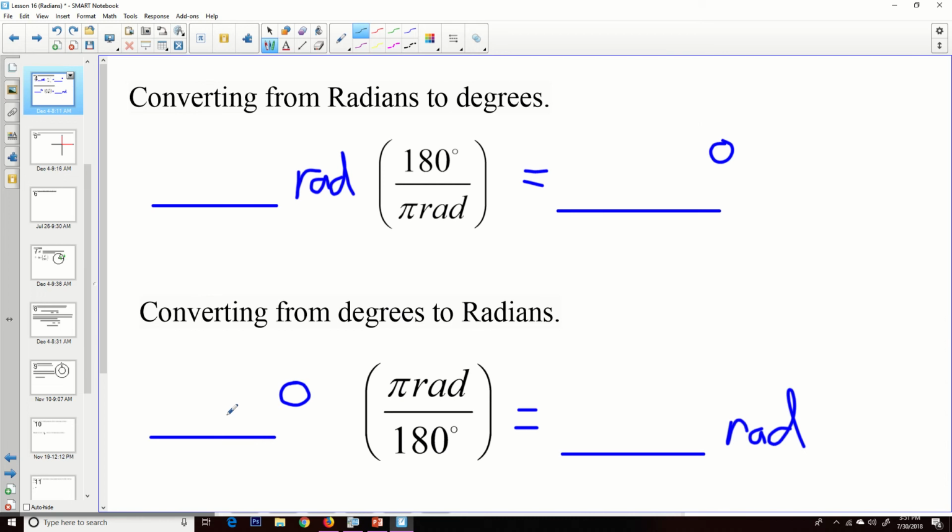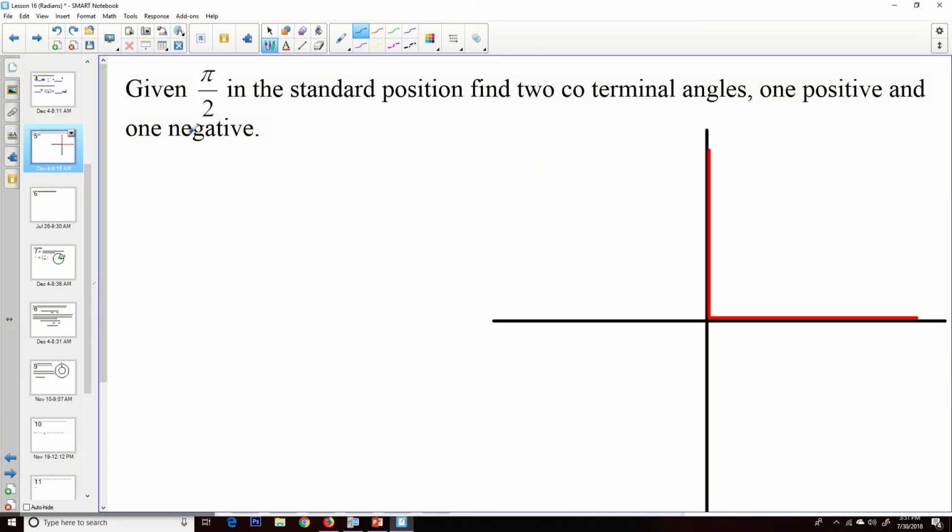And then if you're converting from degrees to radians, you multiply by pi over 180 and just reduce the fraction. And I have an example of that. We'll do it here in a little bit. Okay, another example of coterminal angles. We want to talk about this.